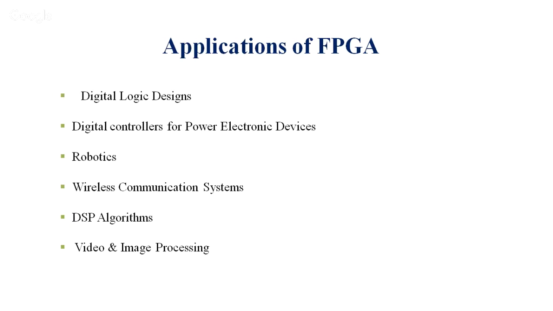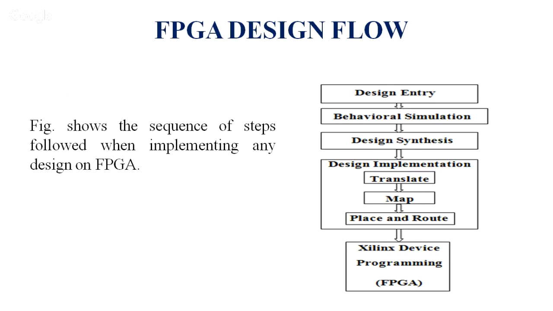In case of robotics, we can also use FPGA for motion control of robots and for sensing. In robotics and image processing, we can use FPGA for DSP algorithms, because DSP algorithms involve very large data, so we prefer FPGA for fast execution of video and image processing.